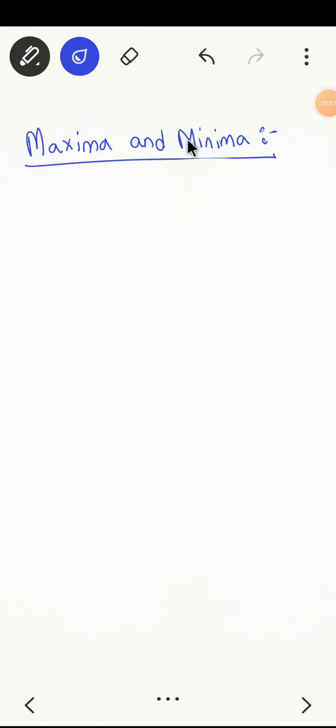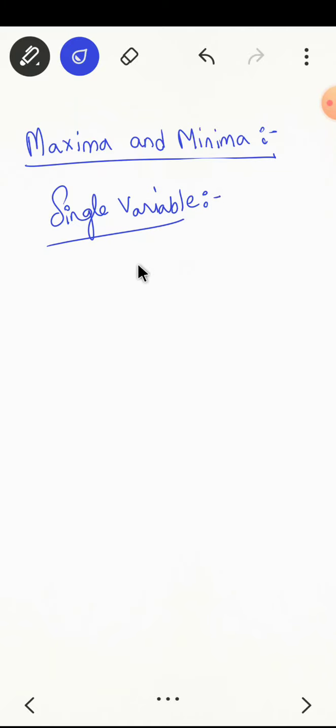Let us start maxima and minima today. Maxima and minima. As we were doing limits, as it was easy, similarly it is also easy. So for maxima minima, let us start for single variable first. If you have a single variable, that is only x or only y, then how to solve?